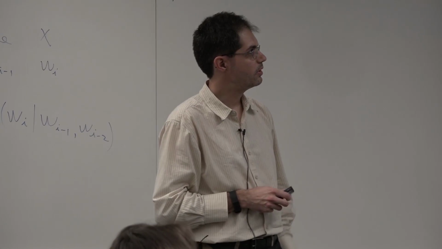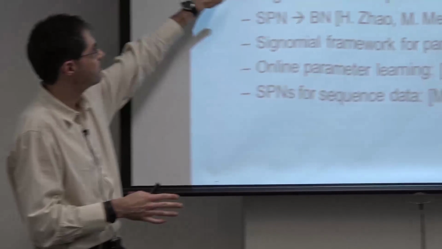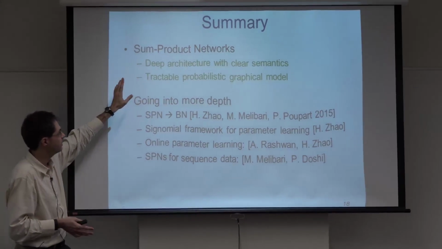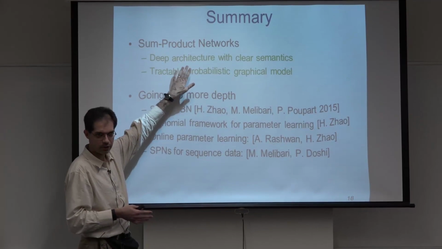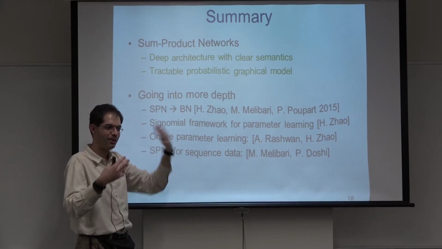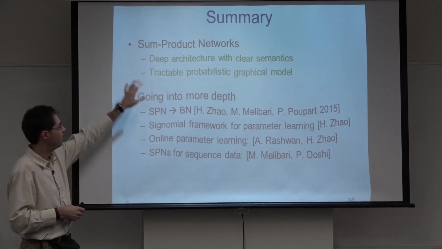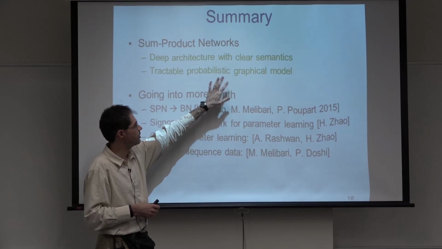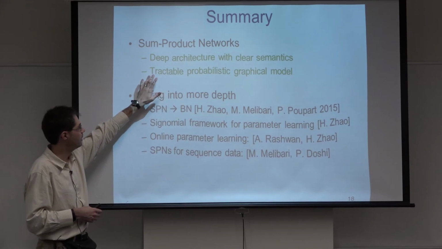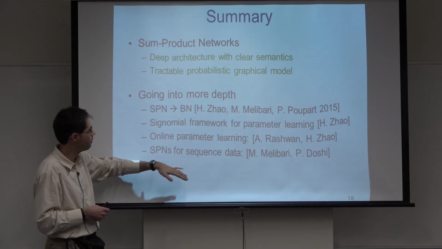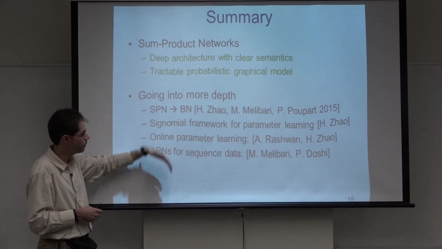Okay, so this now concludes the first part. Basically, I just gave you an intro to sum product networks, and we can view it as a deep architecture. Hopefully you can see that there's some clear semantics associated with that. And then we can also view this as a probabilistic graphical model, but it happens to be tractable, which is very nice.